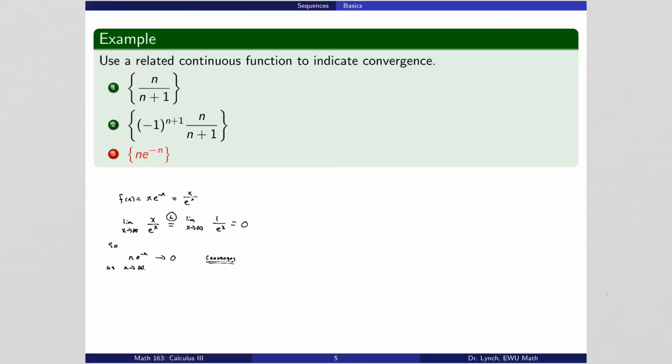Once again, this is an example of an operation that we would not be able to do if we didn't have a continuous function, right? Because you can't take derivatives, technically, with functions that aren't continuous, so you can't use L'Hopital's rule in that case either.